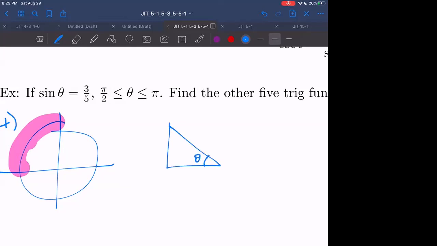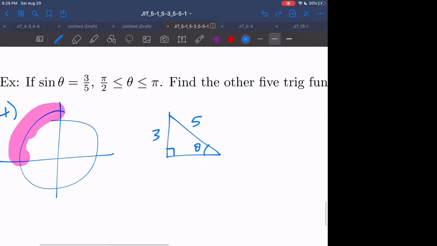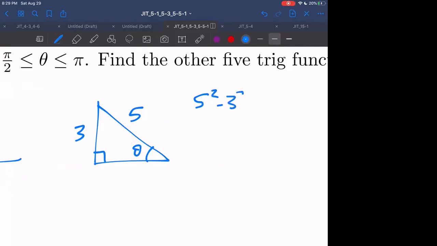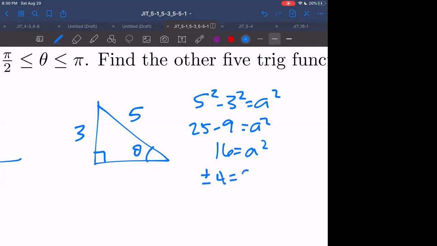So we'll take this to be angle theta, and there's our right angle. And since we have sine, we know that the opposite is 3, the hypotenuse is 5, and we're looking for this adjacent side right here. So 5 squared minus 3 squared is equal to a squared. So we've got 25 minus 9 is equal to a squared. So that's 16 is equal to a squared. So positive or negative 4 is equal to a.